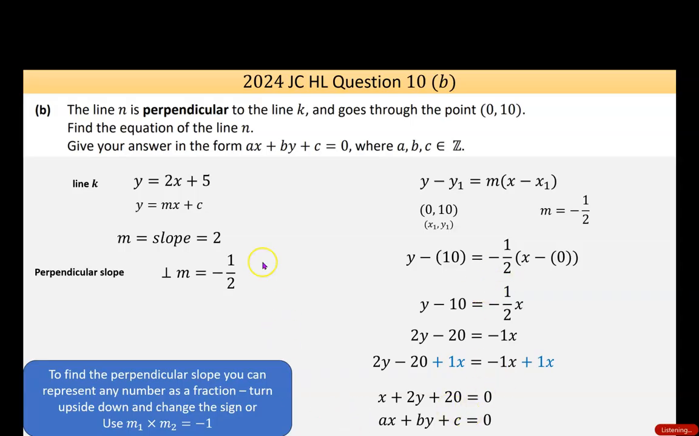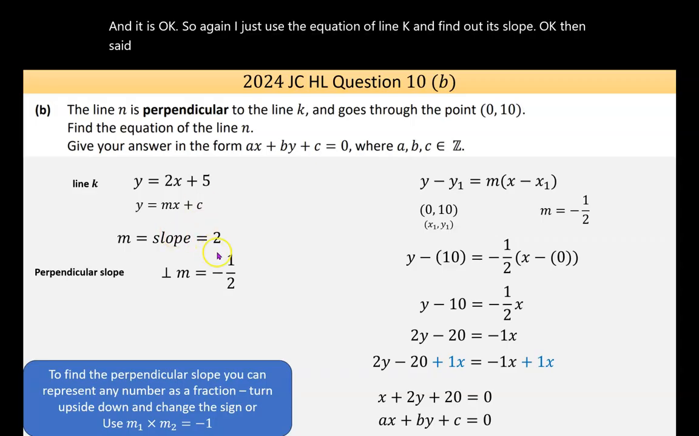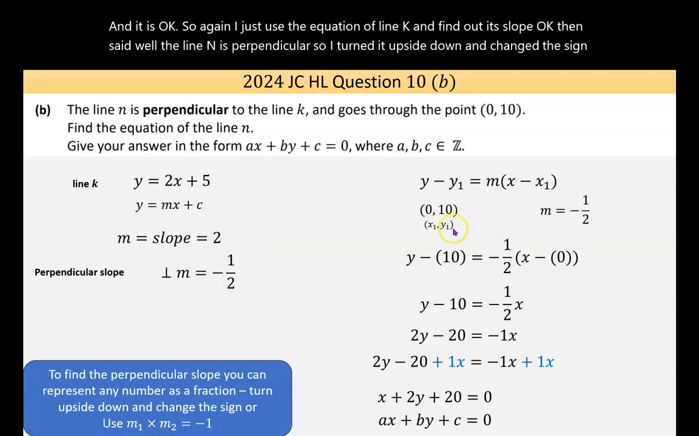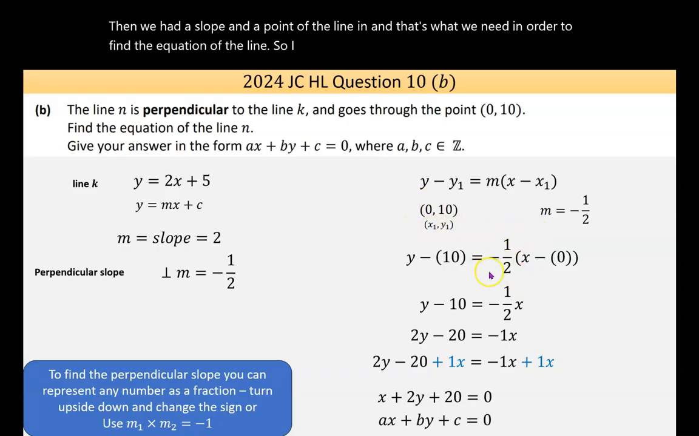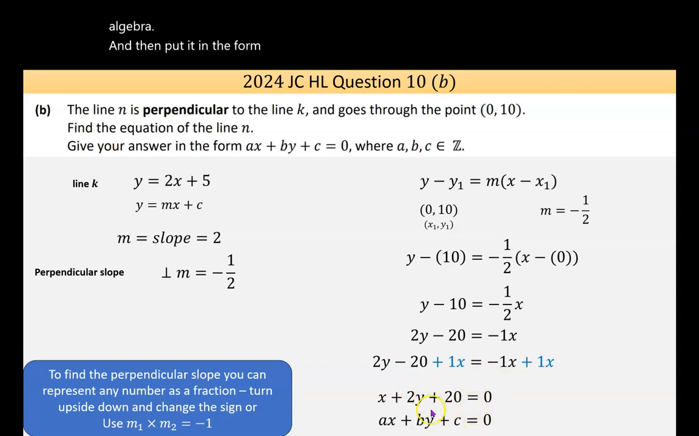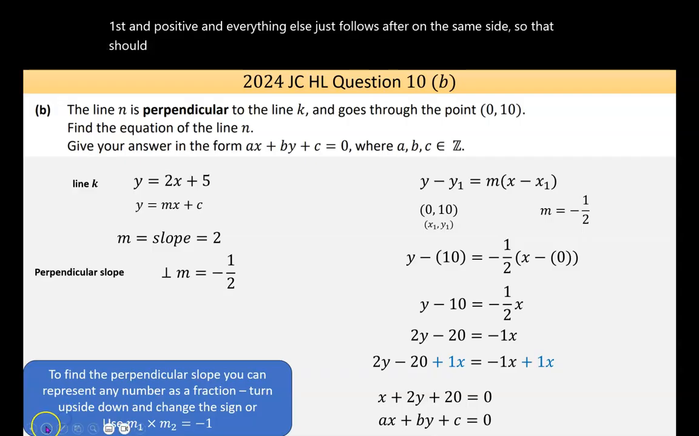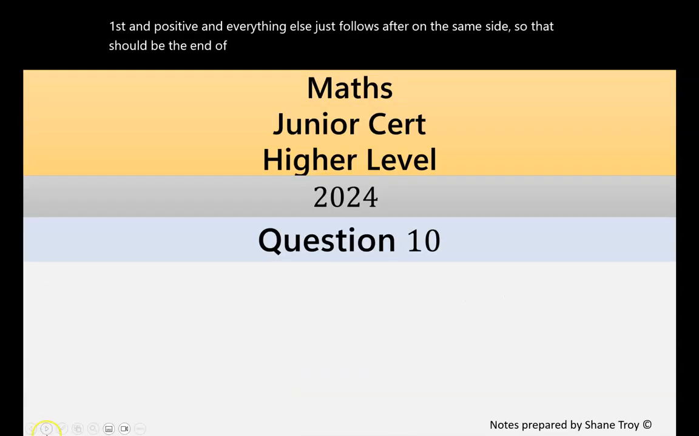And it is. So again, I just used the equation of the line k and found out its slope. Then said, well, the line n is perpendicular, so I turned it upside down and changed the sign. Then we had a slope and a point of the line n, and that's what we need in order to find the equation of the line. So I substituted in the values, worked out the algebra, and then put it in the form that they always require. x first and positive, and everything else just follows after on the same side. So that should be the end of question 10.